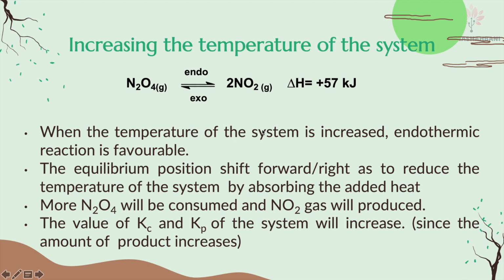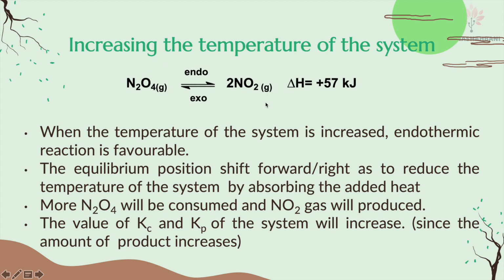When you have more heat, you need to make it balance again. The system needs to absorb that heat, so endothermic reaction is favorable. The equilibrium position will shift to the right because temperature is increased. The equilibrium position shifts to the right to reduce the temperature by absorbing the added heat.